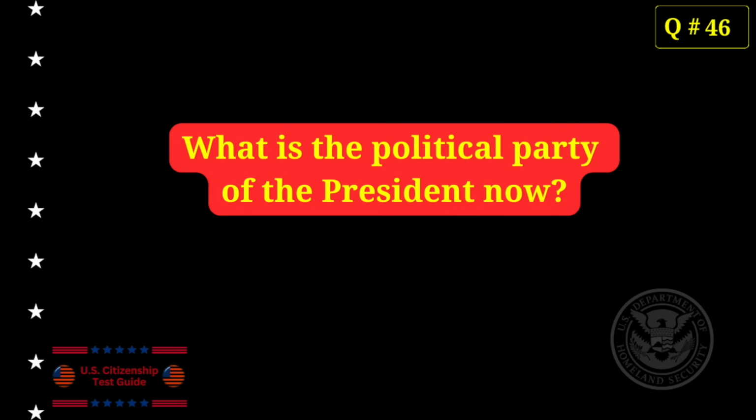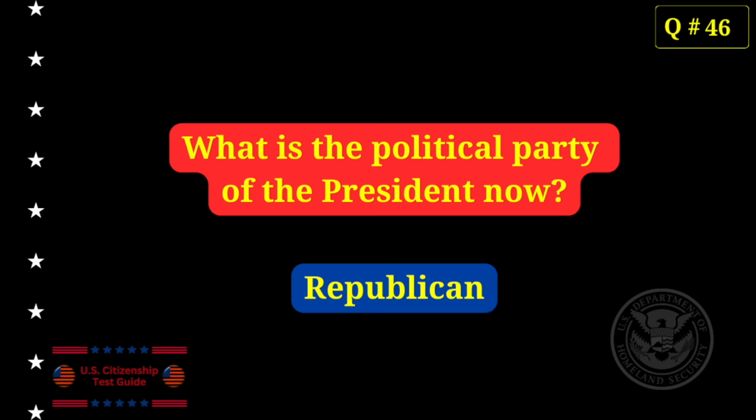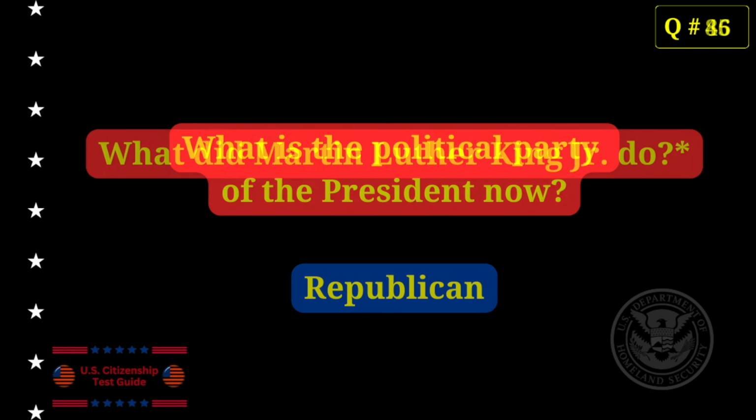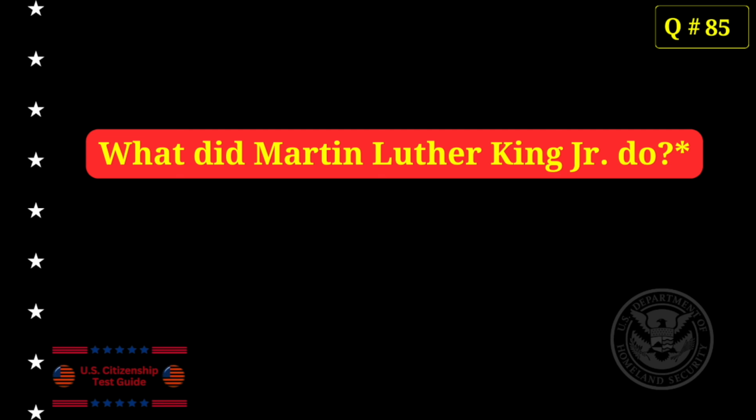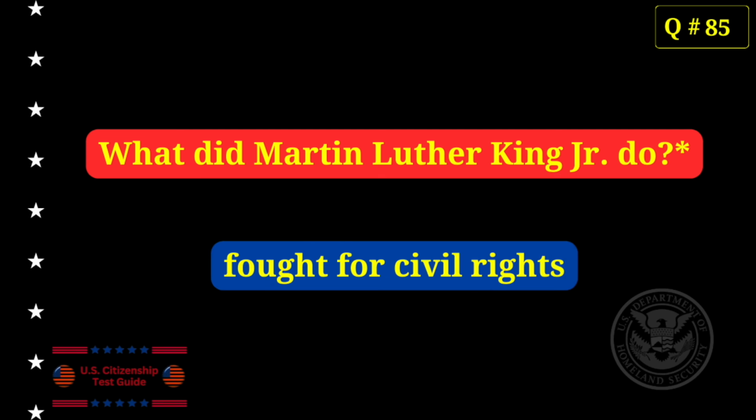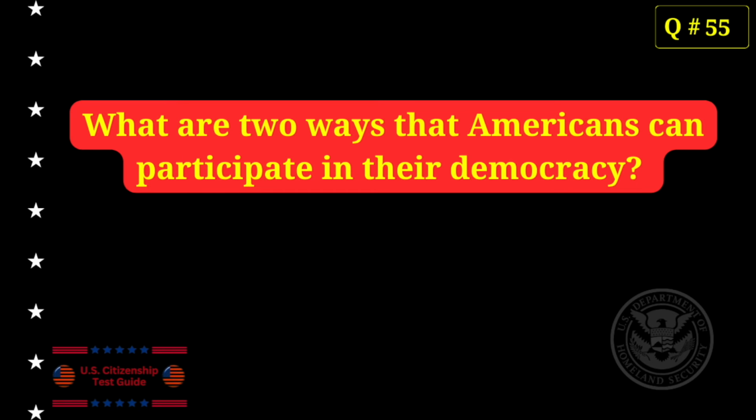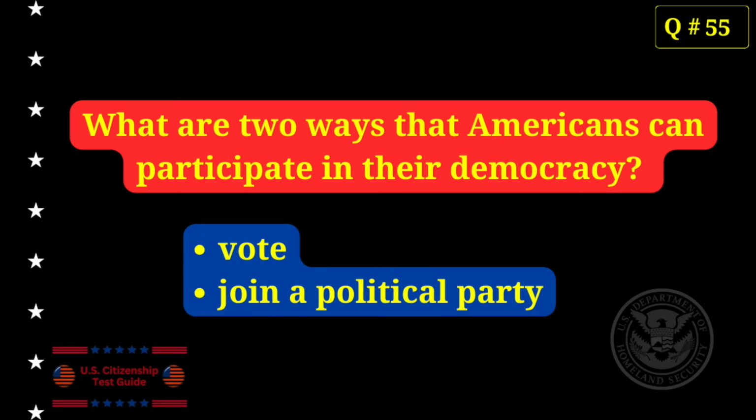What is the political party of the president now? Republican. What did Martin Luther King Jr. do? Fought for civil rights. What are two ways that Americans can participate in their democracy? Vote. Join a political party.